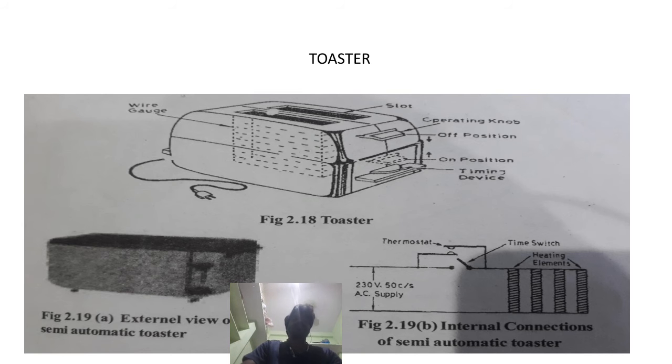In the circuit diagram, the alarm or blinker indicates the completion of the toasting period. The thermostat and heat regulator are also connected. The thermostat and heating element are connected in the internal connection of the semi-automatic toaster.